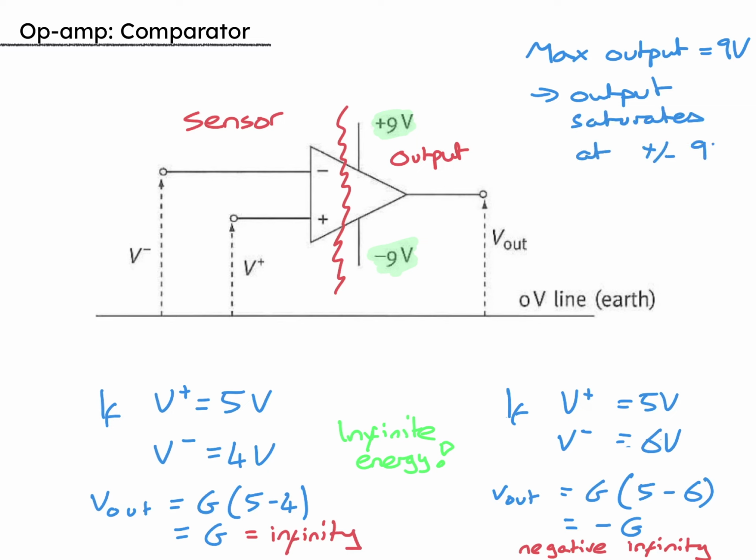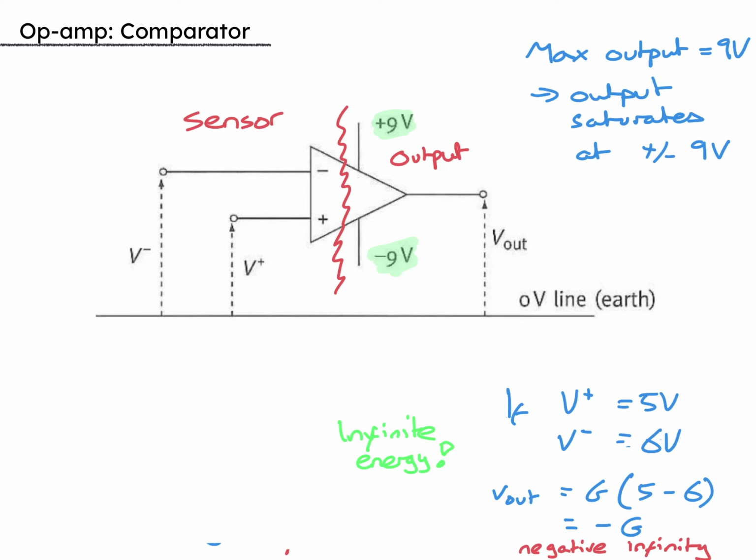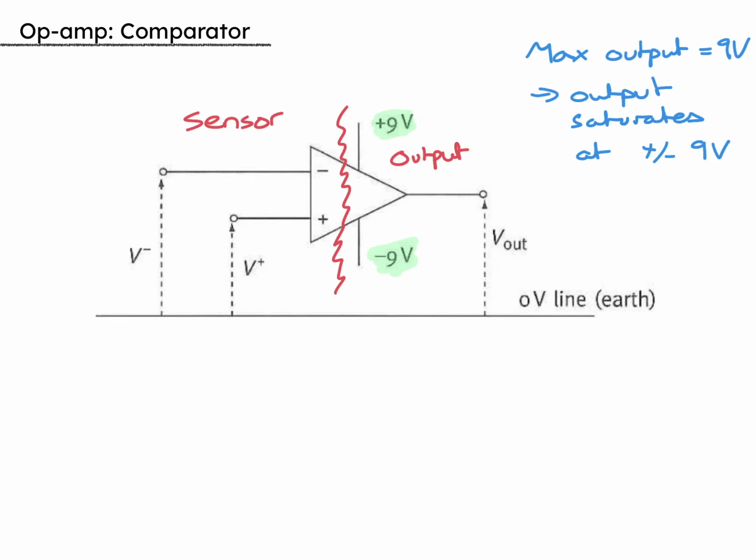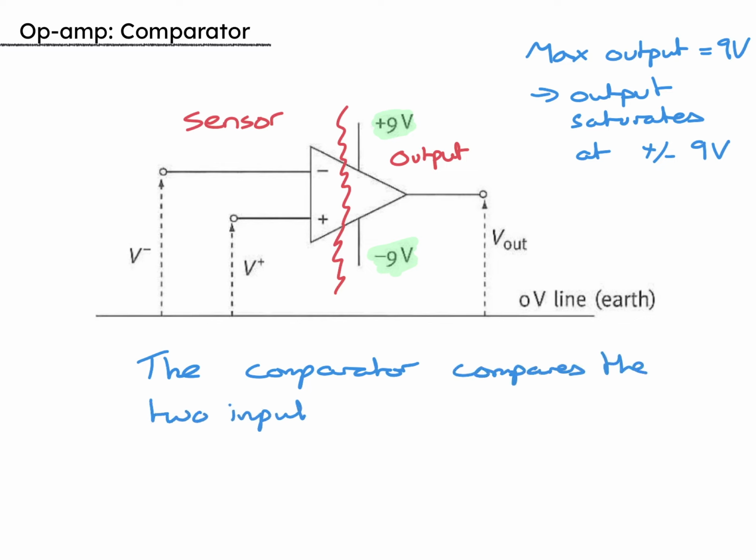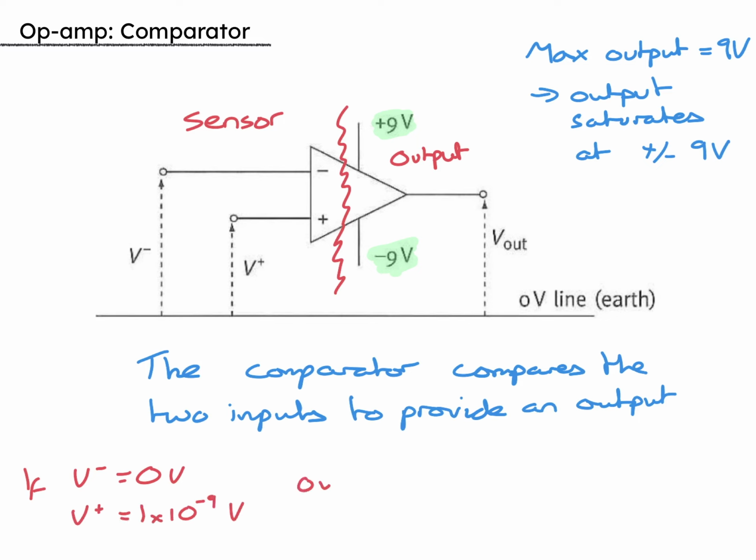This circuit is called a comparator because it simply compares the two inputs and gives an output of either 9 volts or minus 9 volts. Well, you could get 0 output if the two inputs were exactly the same, but this is pretty much impossible. Think about this as an example. If V minus was 0 volts and V plus was 1 nanovolt, the output would be 1 times 10 to the minus 9 multiplied by the gain, which is infinity. So the output would theoretically be infinity, but it's going to get saturated at 9 volts.